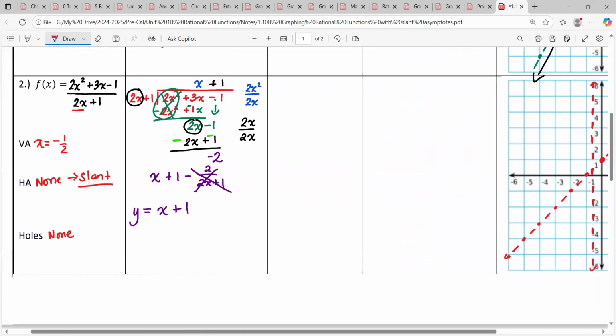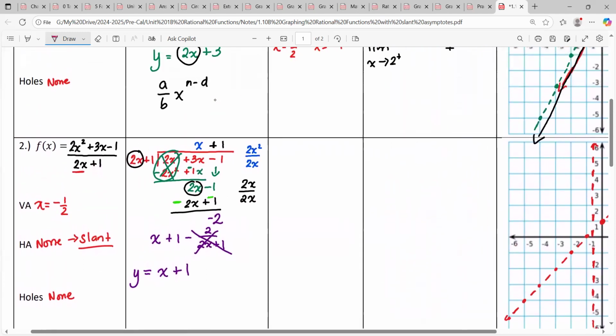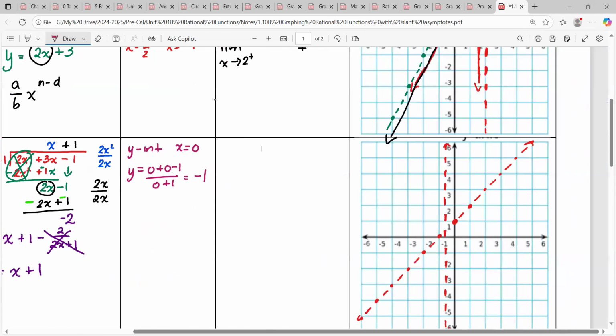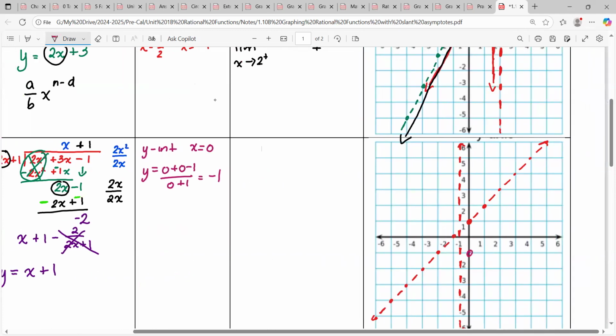So what's my X? Let's do Y-intercept first. X equals 0. So what do we have here? Y equals, if I plug in 0, I get 0 plus 0 minus 1 over 0 plus 1. So my y-intercept is negative 1. So where's negative 1 at? Right here.